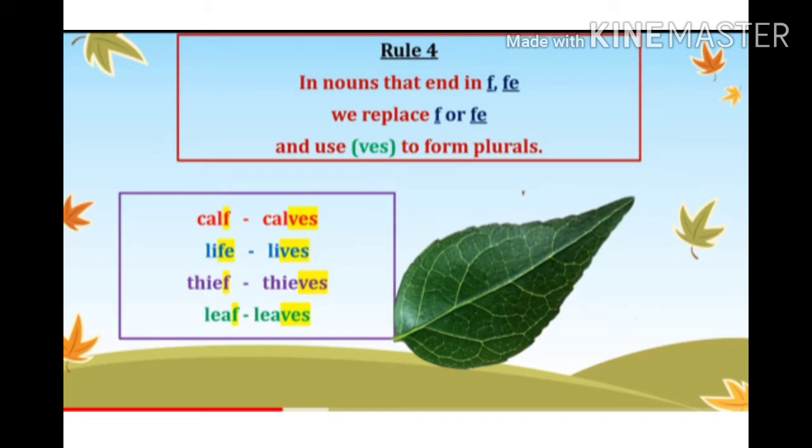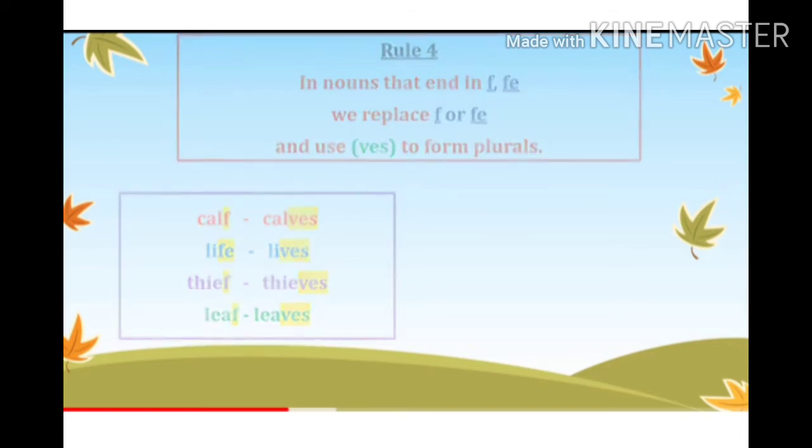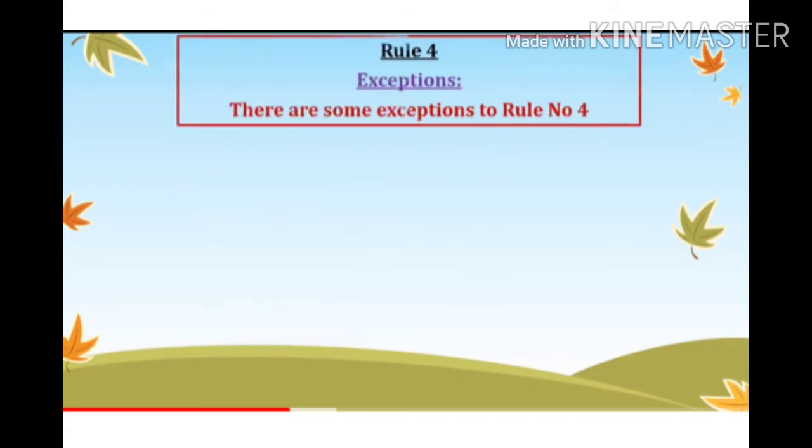So it's easy enough. Rule number 4 says cut F or FE that is there in the end and use VES, and your singular will change to plural. Now, this rule number 4 has certain exceptions. There are some words who don't listen to rule number 4. They are naughty ones. Let us see who these naughty ones are.